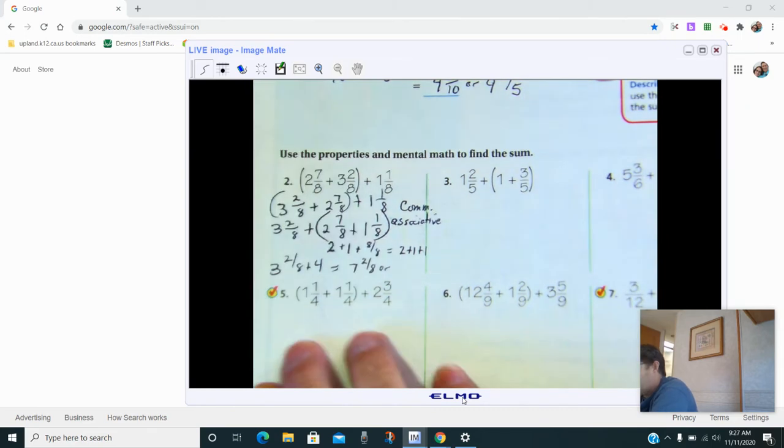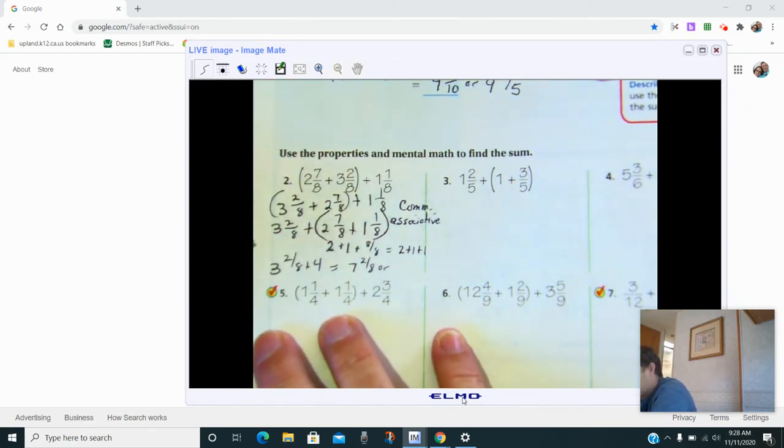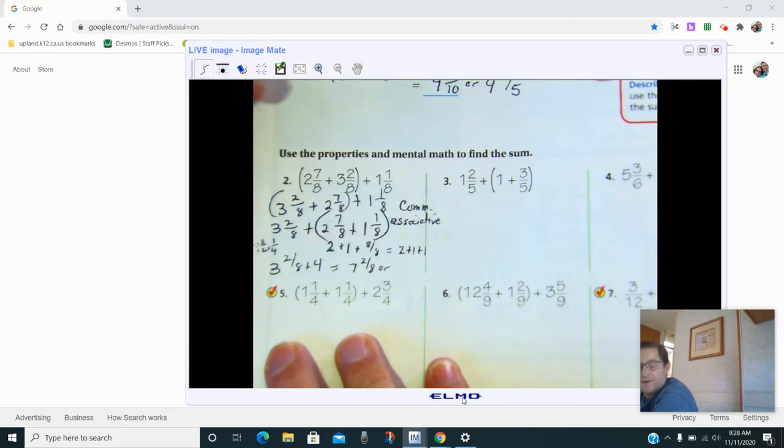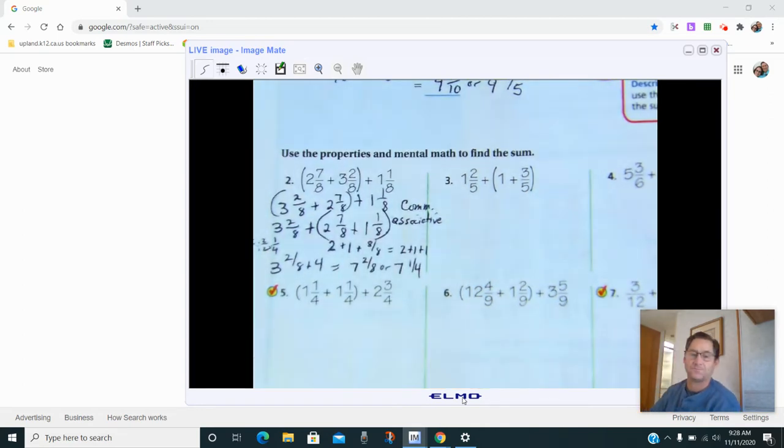Or 2/8 can be reduced by dividing by 2. 2 divided by 2 is 1. 8 divided by 2 is 4. So 7 2/8 or 7 1/4. Number 3.